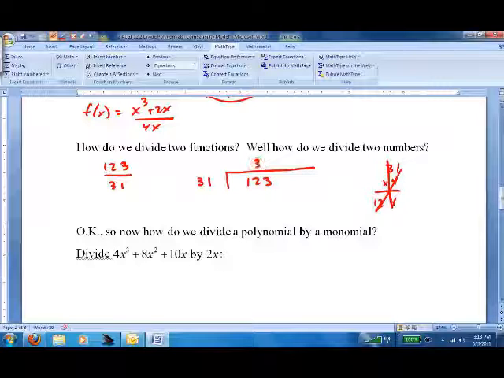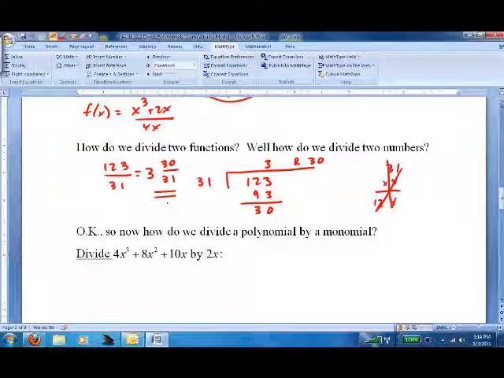We'd place it here because we're actually multiplying in the 1 column. So 3 times 31 is 93. Subtract, we get 30, doesn't go in, so we'd say remainder 30. And if we wanted to rewrite this, we would say it's 3 with a remainder of 30 over 31. So that's how we do long division.